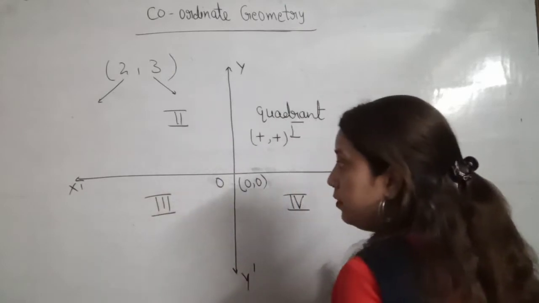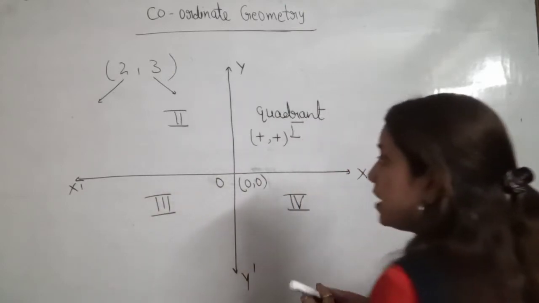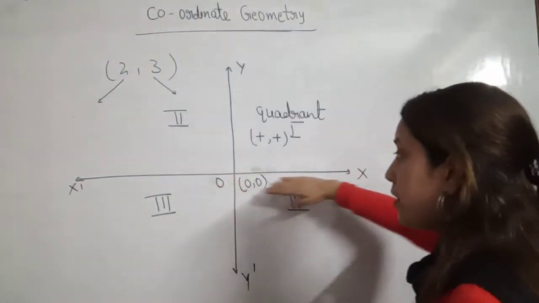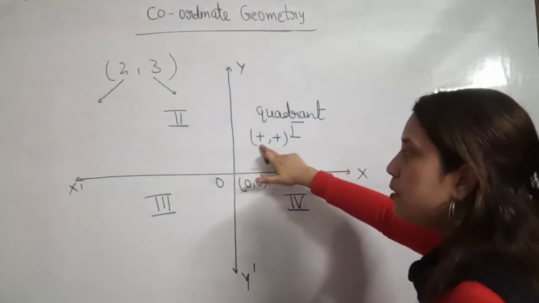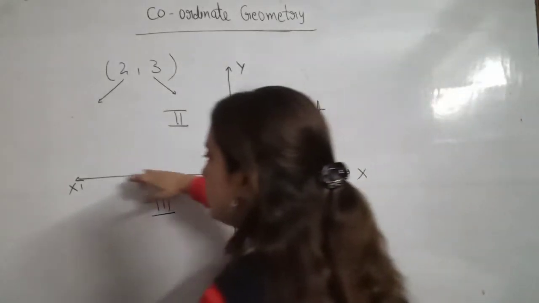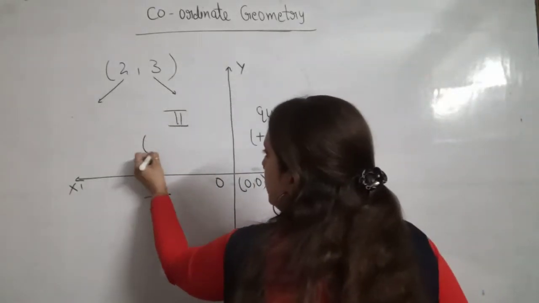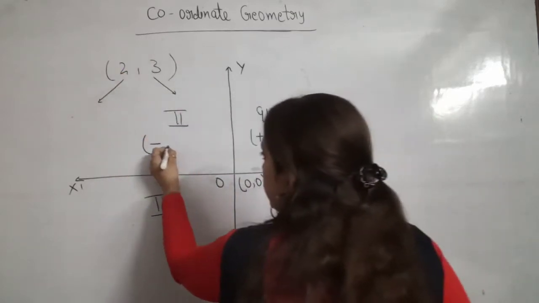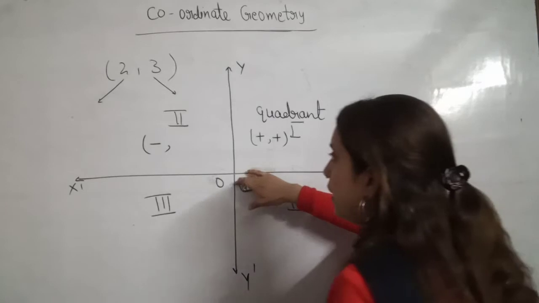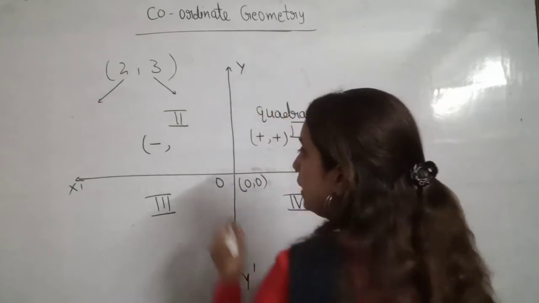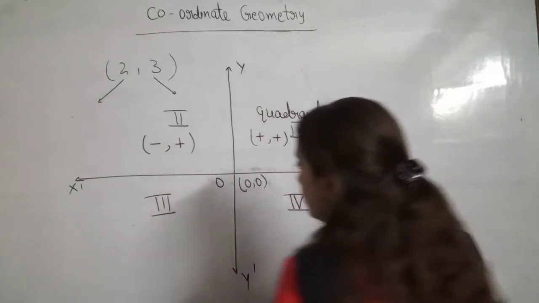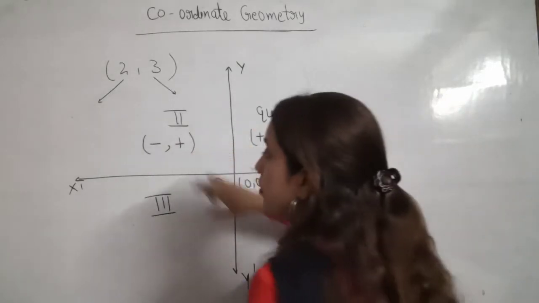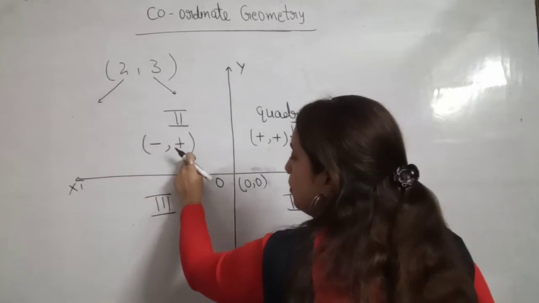For the second quadrant, first we always take the sign for the x-axis. When we cover the distance on the x-axis on the right hand side, it will be positive. When we cover the distance on the left hand side, it will be negative. Always we take first the x-axis and second the y-axis. If y goes upward, then it will be positive. When it goes downward, it will be negative. So the second quadrant sign will be minus, plus.